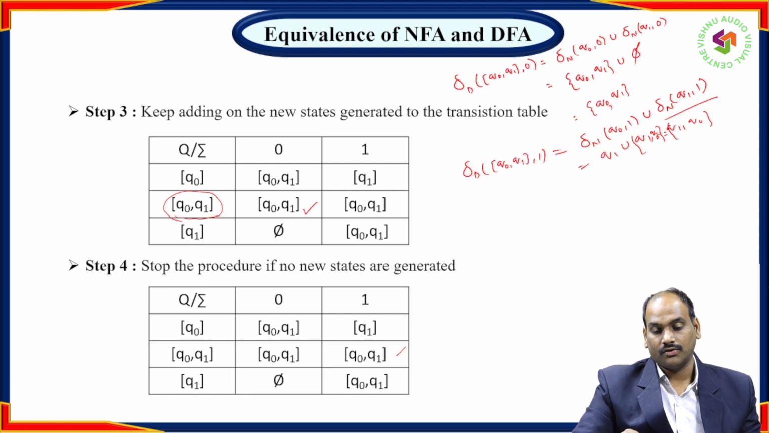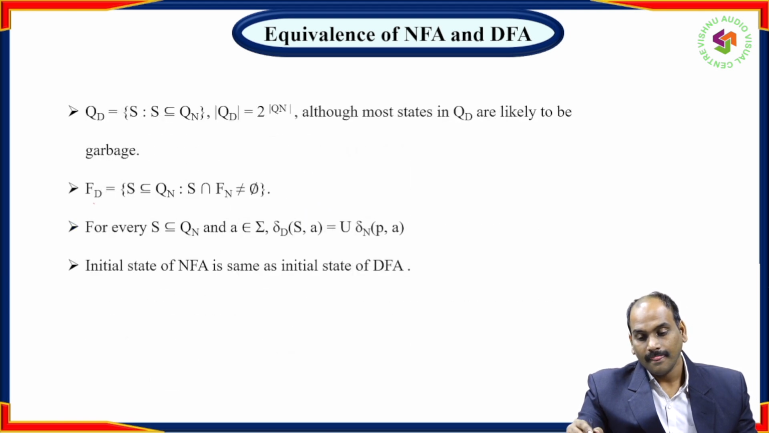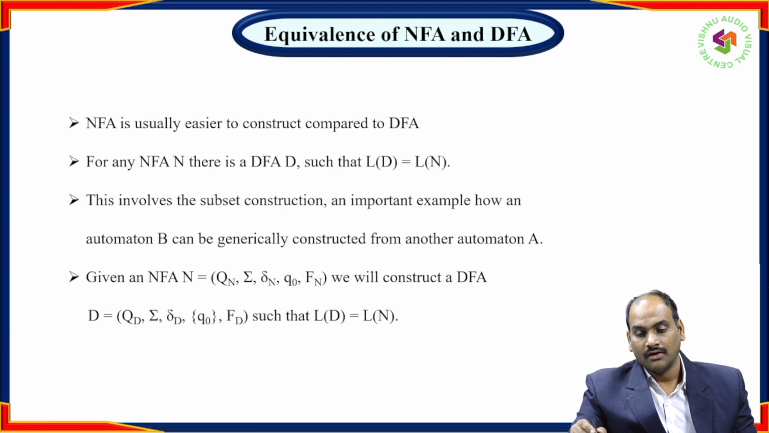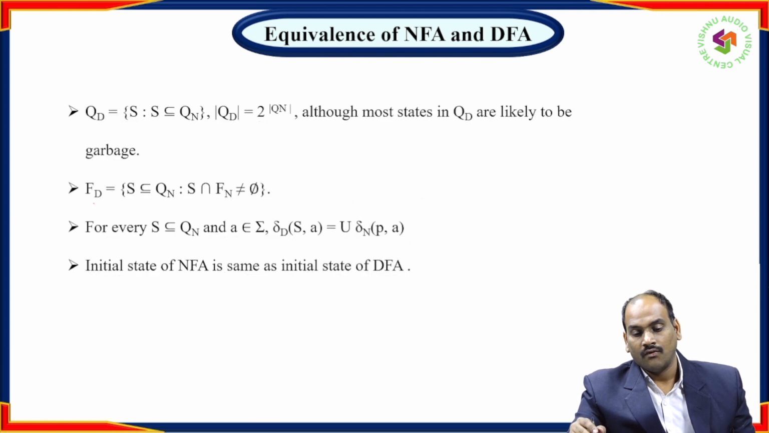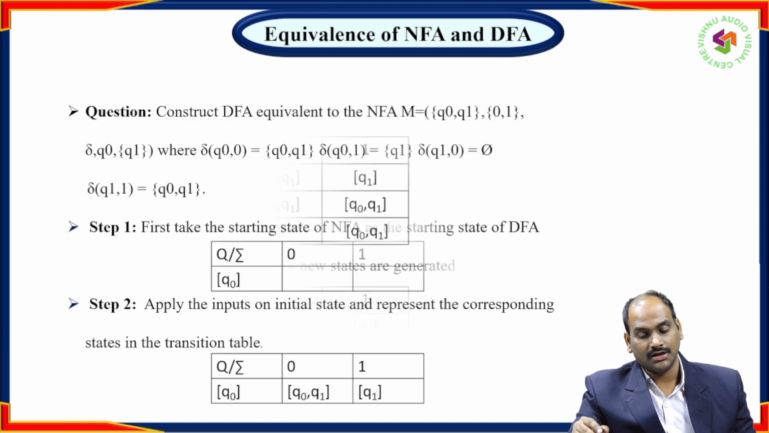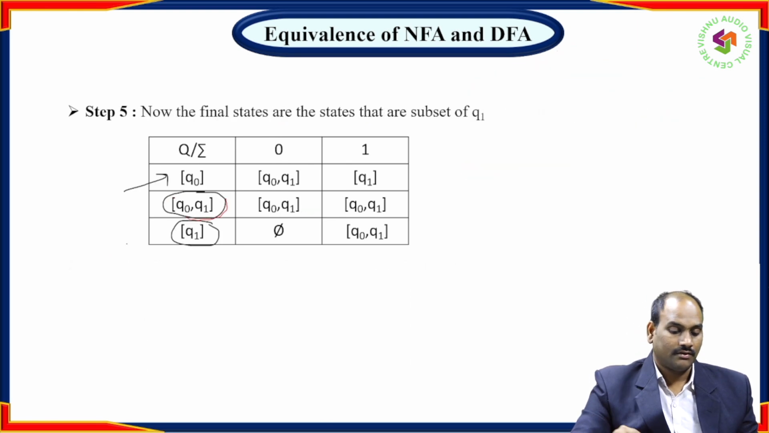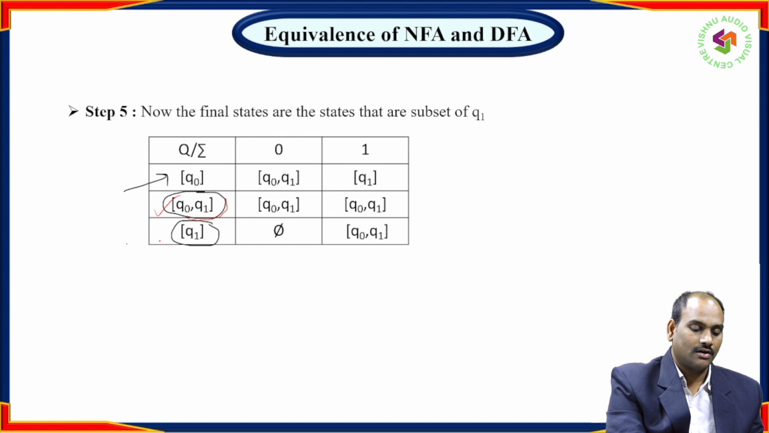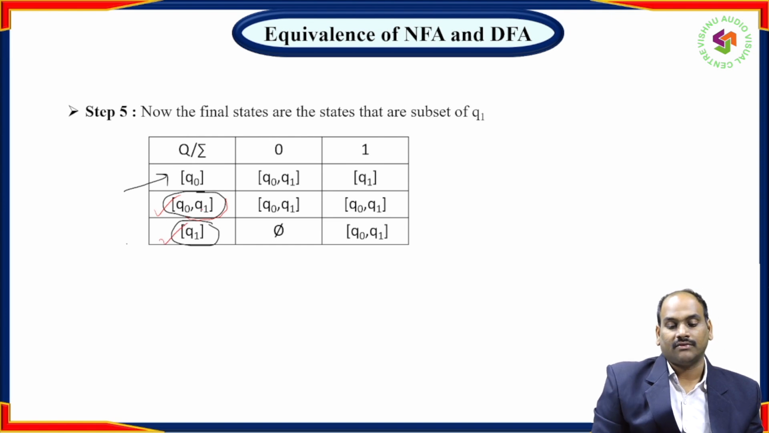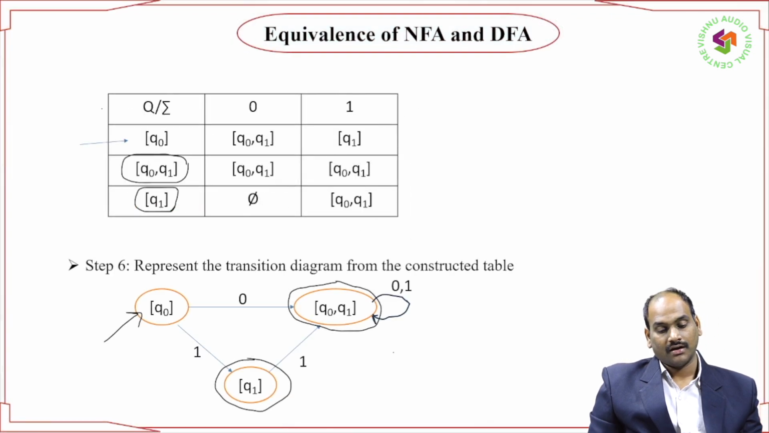In the diagram here, Q1 is the final state. What are the states that are a subset of the final states? Those can be termed as the final states in the new DFA. And these two states are now termed as the final states of the new DFA. And we can finally draw the transition diagram.